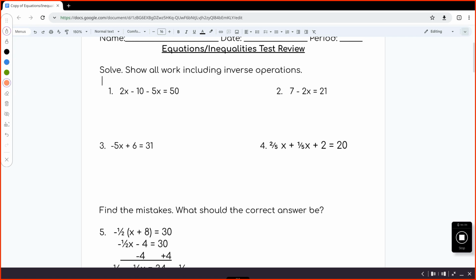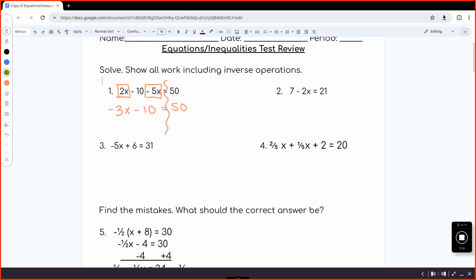So if you draw the river down the equation and you notice that on the left side, hey, there's like terms here that I can combine, then you do that first. So you always want to simplify or combine your like terms first. All right, so in this case, we can combine 2x and negative 5x, and we get 2 plus negative 5, which is negative 3x. Then minus 10 is equal to 50. All right, and now we solve this as we normally would.